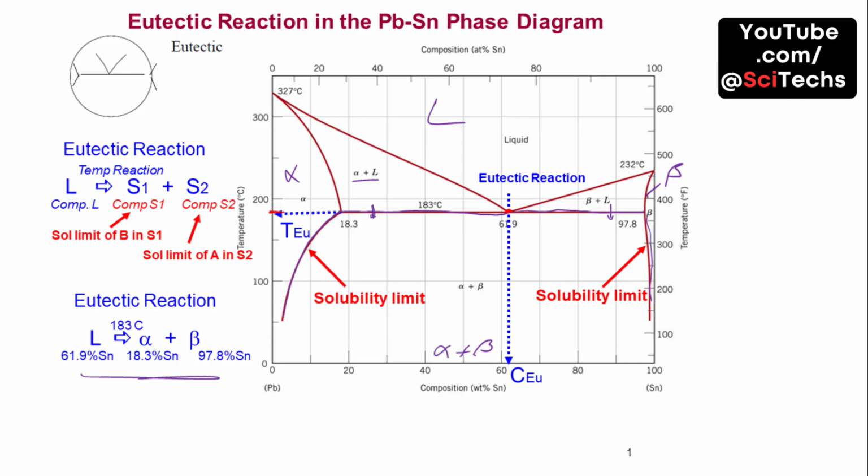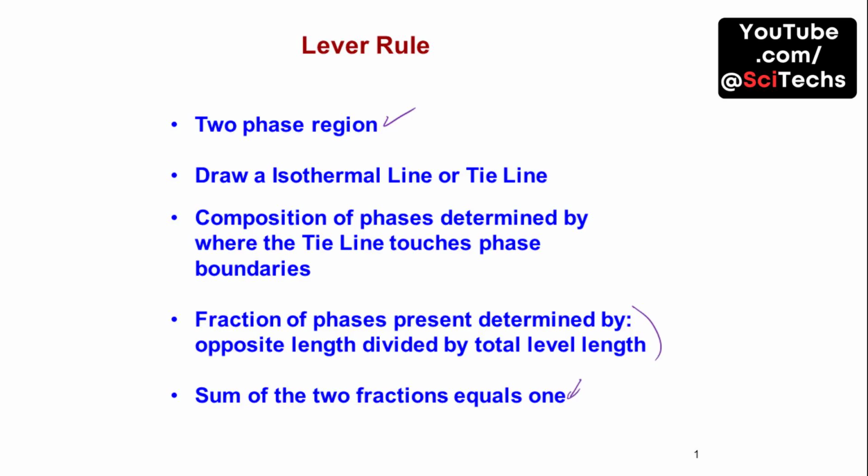Here, we examine the eutectic reaction in the Pb-Sn phase diagram. Notice the solubility limits and the eutectic composition. Understanding these reactions is crucial for predicting material behavior during cooling and solidification. The lever rule helps us determine the composition of phases in a two-phase region.